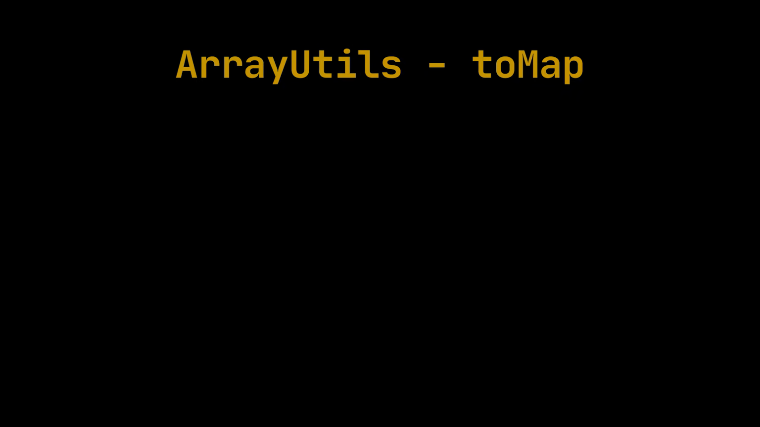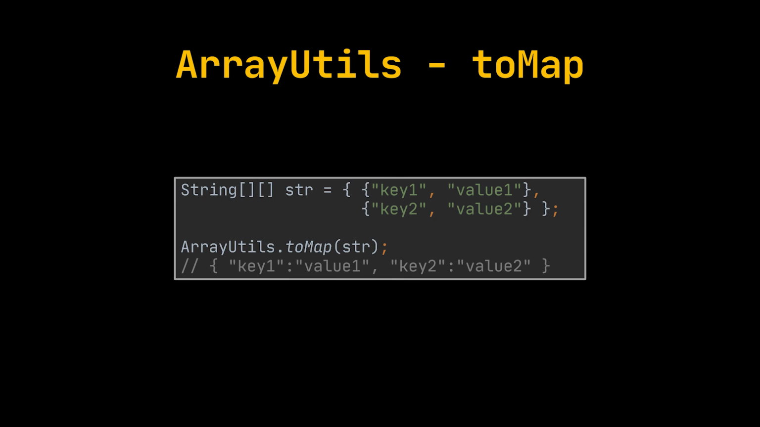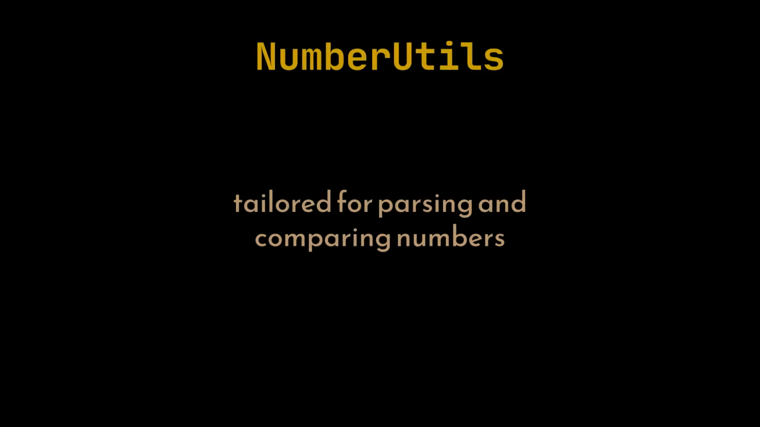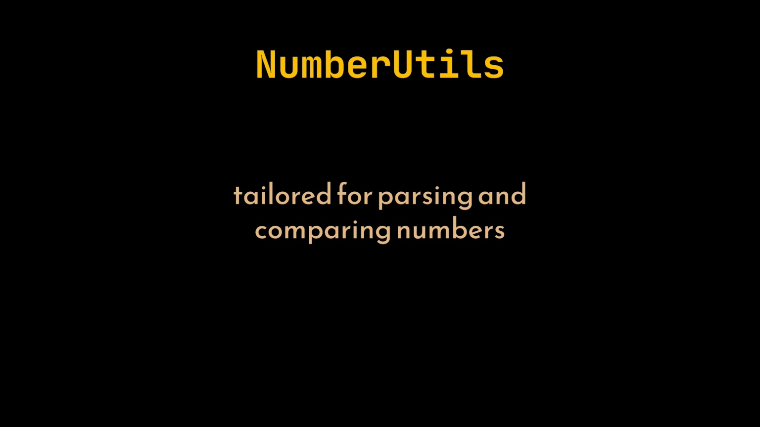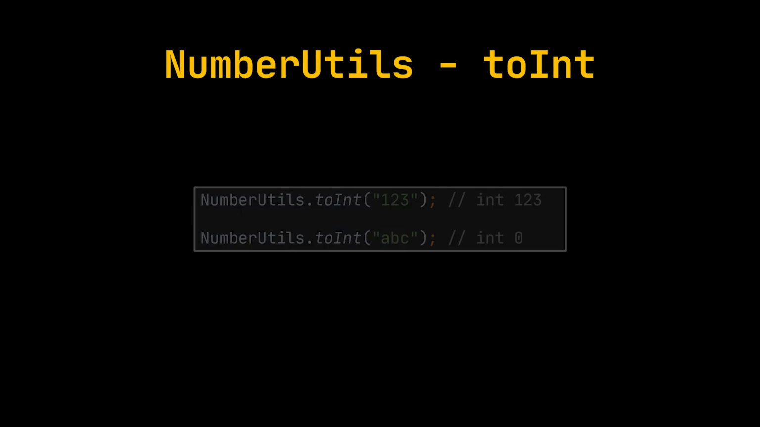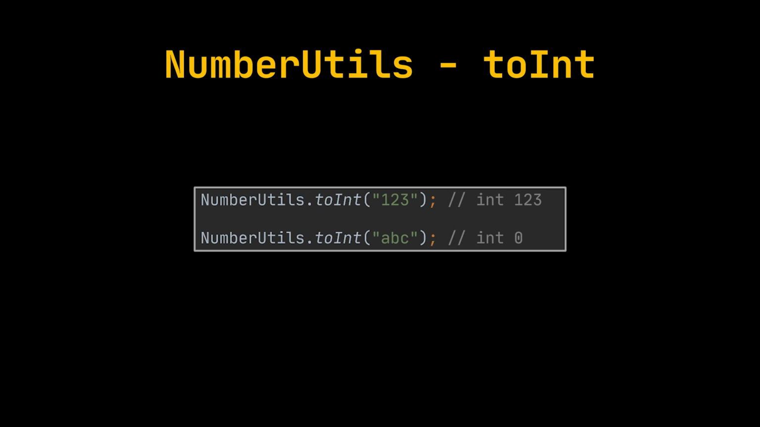A particularly useful method is toMap, which converts an array of key value pairs into a map. For example, passing the array we have as an example would result in a map where key 1 maps to value 1 and key 2 maps to value 2. Next up is NumberUtils, a class tailored for parsing and comparing numbers. For example, the toInt method converts a string to an integer, returning a default value if the parsing fails. If we pass the string 123, it would return the integer 123, but if we pass ABC or an invalid format, it will return the specified default value like 0.